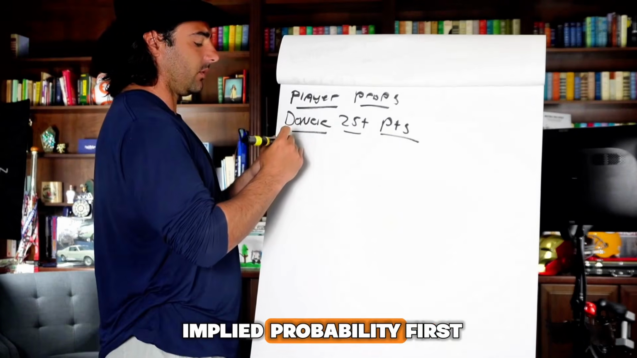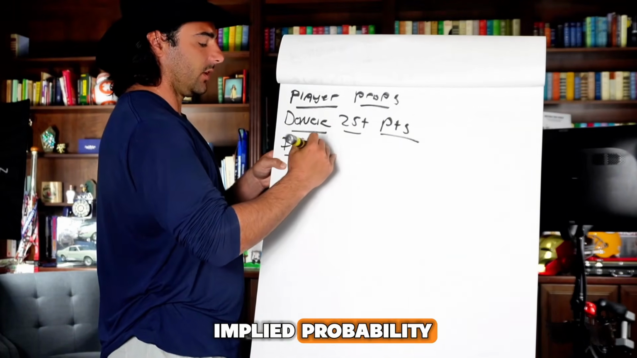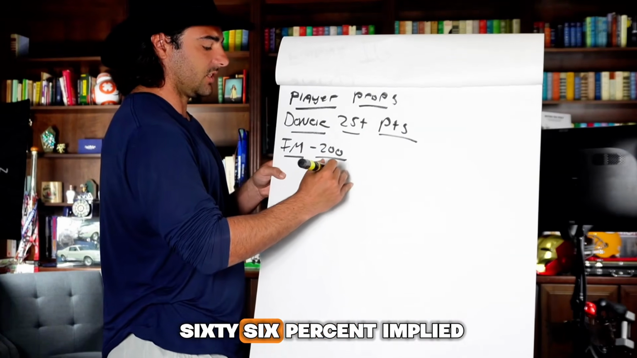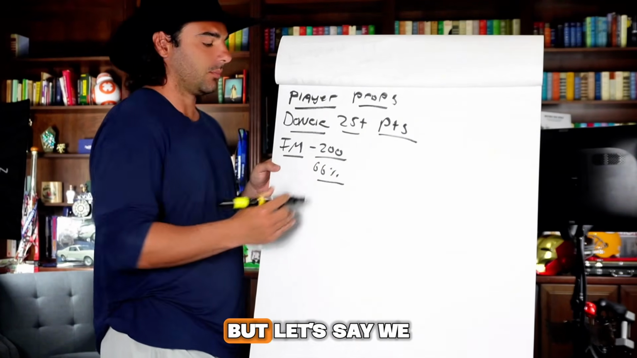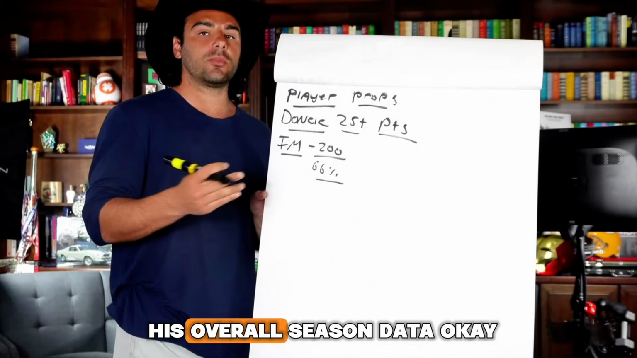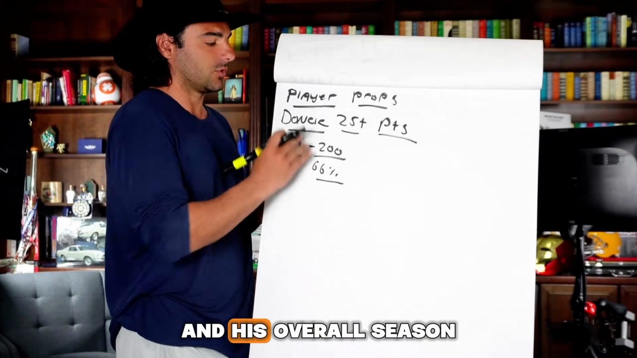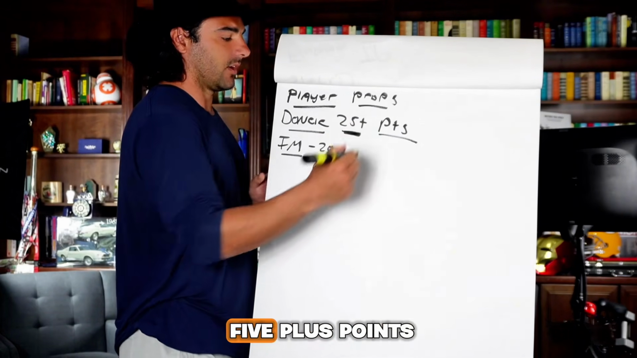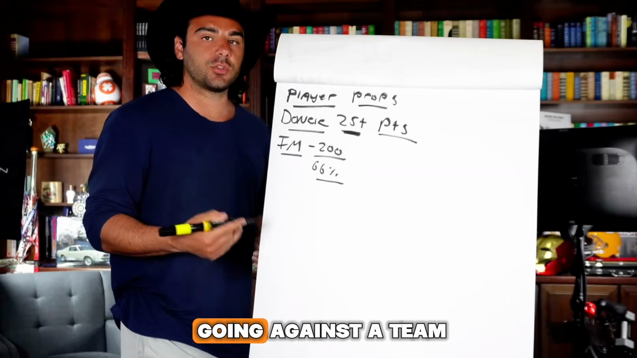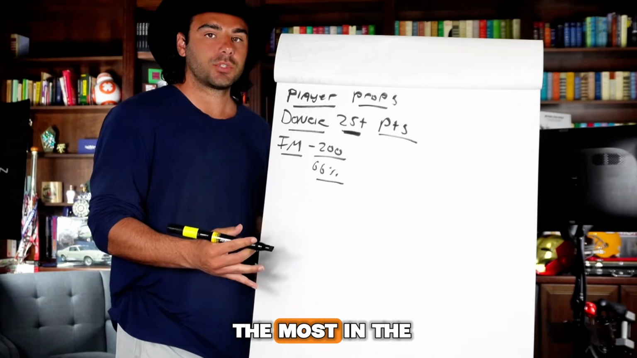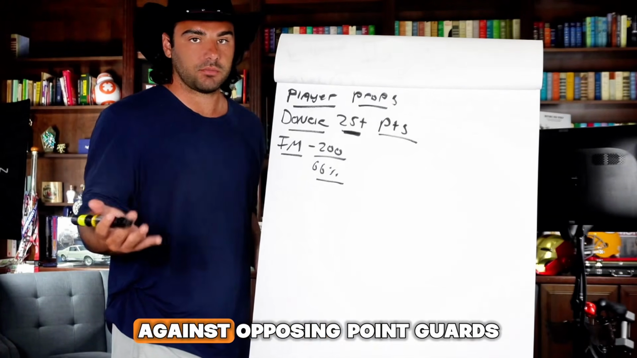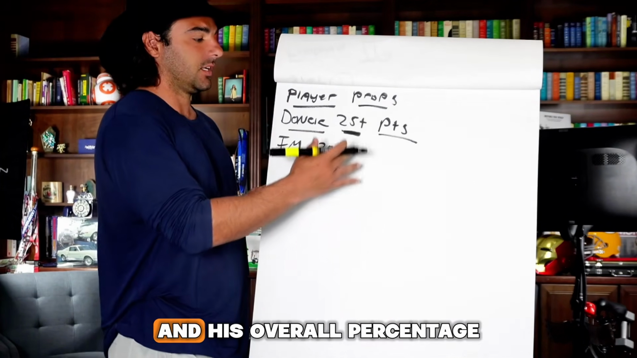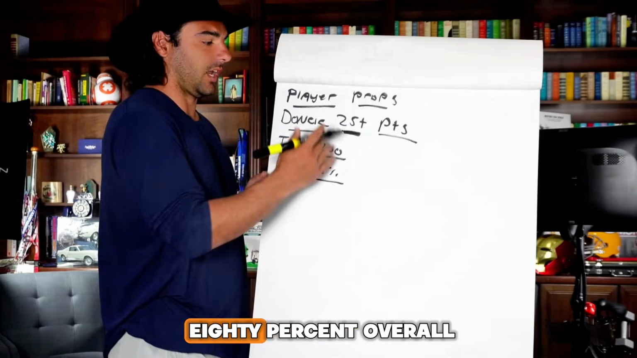Let's figure out his implied probability first. These are just hypothetical numbers. Let's say his implied probability is minus 200. So we got a 66% implied probability there. But let's say we went and looked at his overall season data, and his overall season data shows that he hits 80% of the time he goes above 25 plus points. Now let's say that he's going against a team that allows one of the most points in the league against opposing point guards. So he has a great matchup here, and his overall percentage is already great. We're going to say 80% overall.